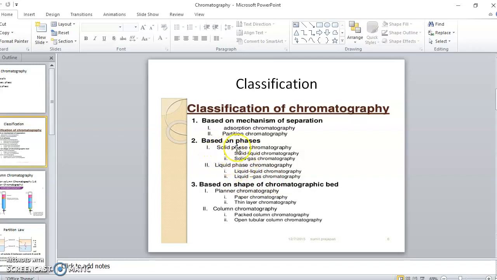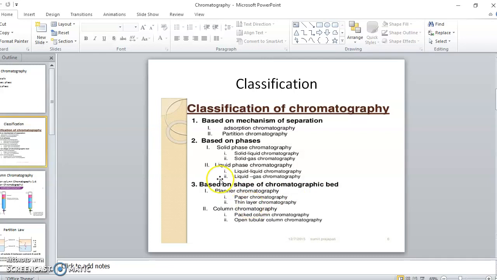While you are naming it, first you have to specify the mobile phase, then the stationary phase, but here it is given in an inverted way. First it is given as the stationary phase, but actually you have to give first the mobile phase, then the stationary phase. Then the classification is based on the shape of chromatography, that is, on the basis of the technique of separation.